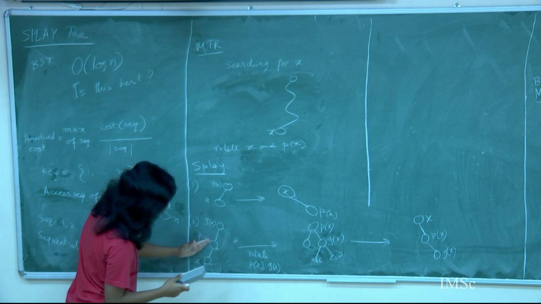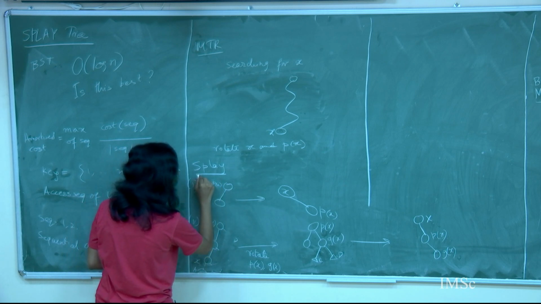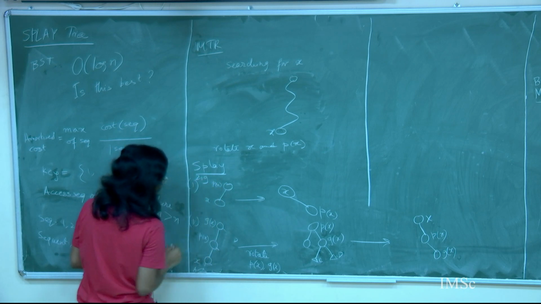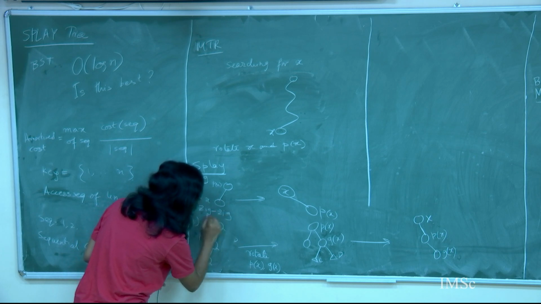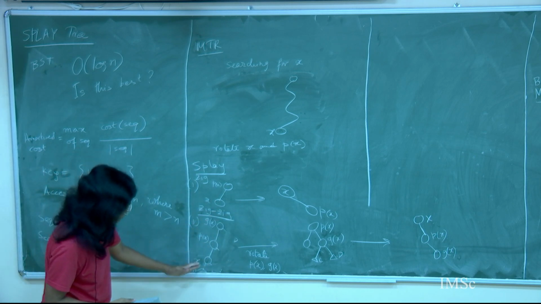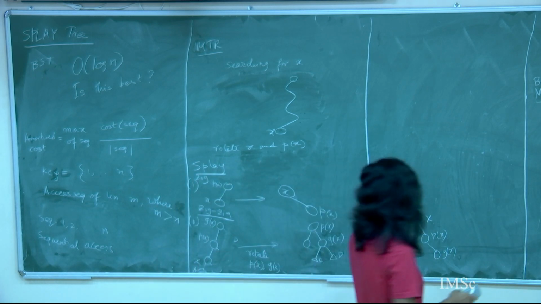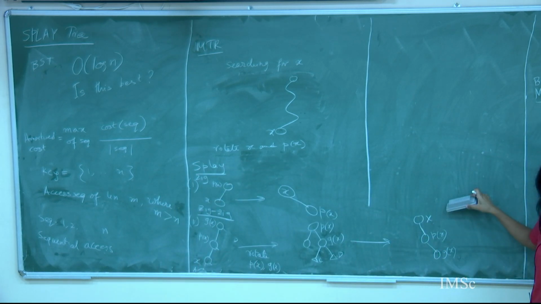So we will call this zig zig. This case is called zig zig. So from a path like this, we ended up in a path like this, and x has been moved. So p of x, if you notice, if I would have done move to root, p of x would have been here, g of x would have been here. But here p of x remains in the middle, g of x comes down from the grandparent to x's place.